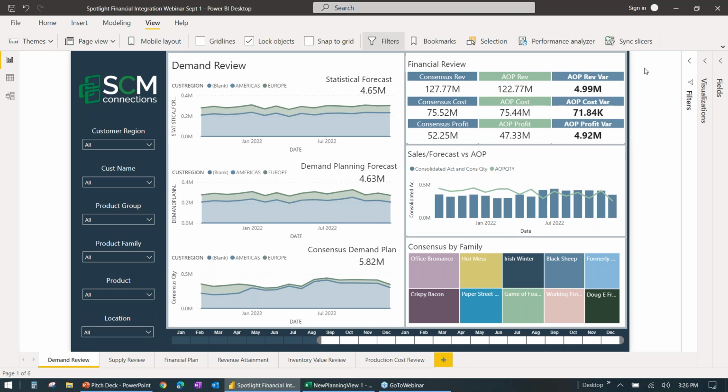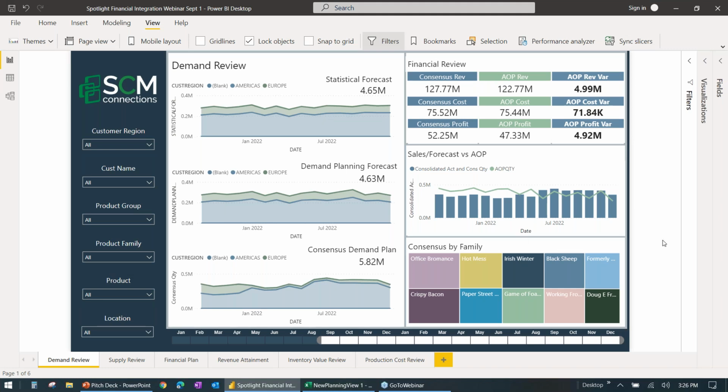So this is a big deal, right? Now we've got all the information in one place to do this quickly and effectively. A couple of things I'll show you. To the left, I have various slicers. So we're looking at customer name, product group, product family, product location. We have all of this information that we're able to slice and dice.